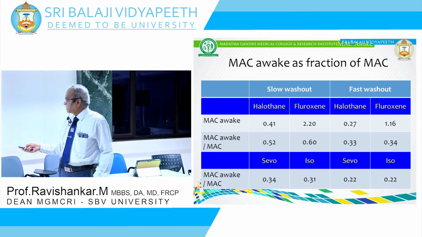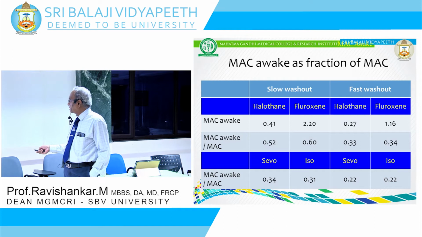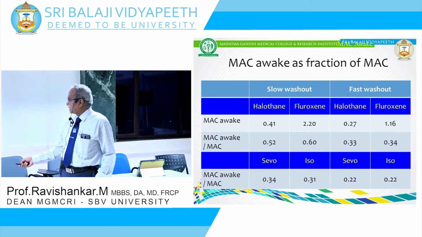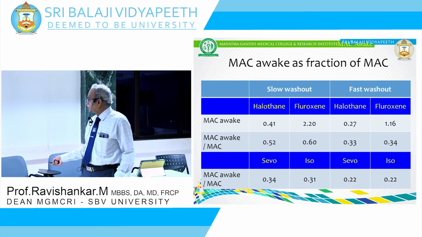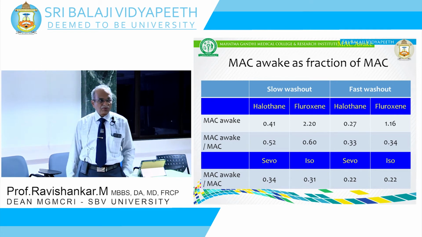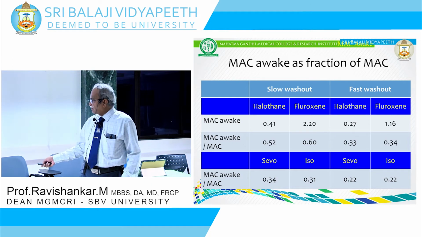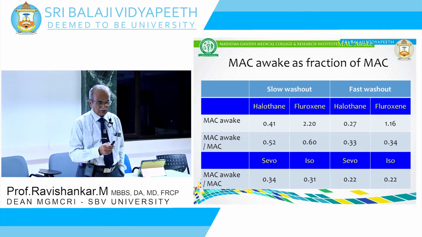So you find it's 0.52 for MAC awake by slow washout, 0.52 and 0.6. In the fast washout, it is 0.33 and 0.34 for these agents. And for sevoflurane and isoflurane, it is 0.34 and 0.31 when it's a slow washout, and 0.22 when there is a fast washout. So the MAC awake is 0.34 when there is a slow washout and 0.22 when it's a fast washout.